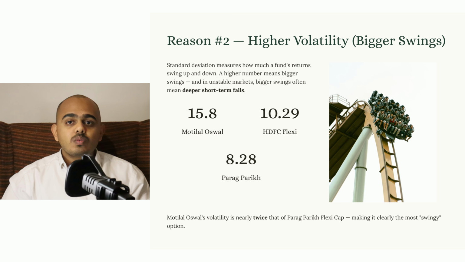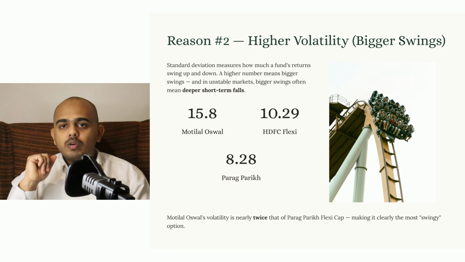Reason number 2 is volatility. It is shown as the standard deviation. Standard deviation means how much the fund returns swing up and down. A higher number means bigger swings. Motilal Oswal shows 15.8%. The peers show 10.29 and 8.28 percent. So this fund is clearly more swingy. And in an unstable market, bigger swings often mean deeper short-term falls.